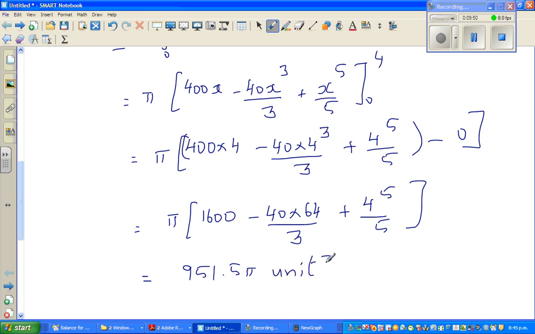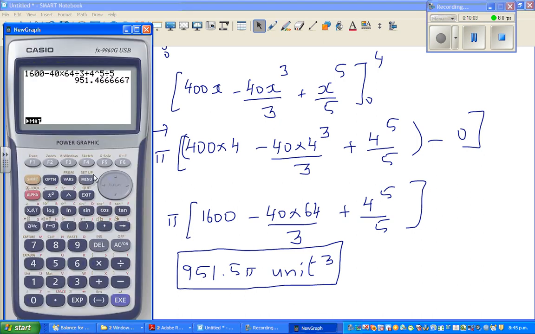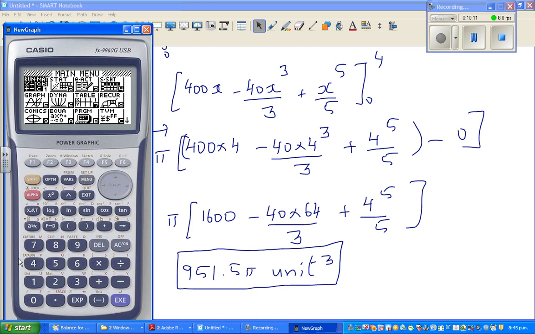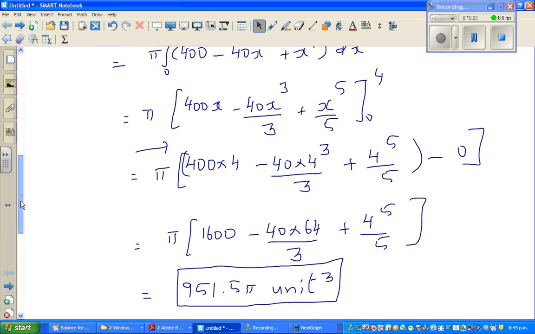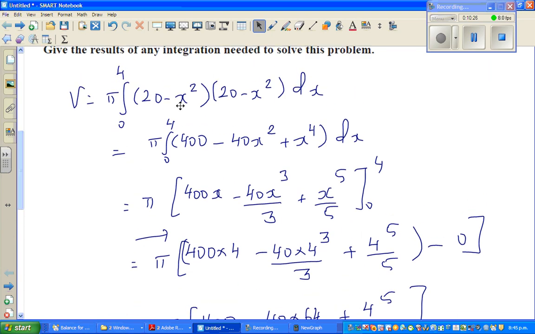Now I'll show you one more way of finding this volume without going through this whole thing. You can avoid this if you have a graphic calculator. There's a neat way of doing it. From this step, you go menu, run. Delete it. Option, calculus, integration. You don't even need to do the expansion. So let us do this.